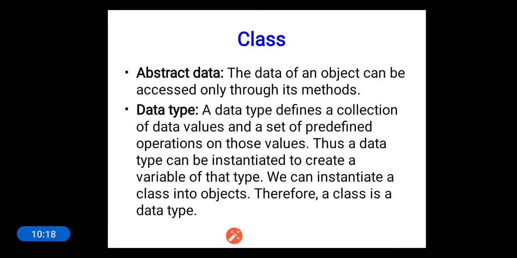What is this abstract data again? The data of an object can be accessed only through its methods. A data type defines a collection of data values and a set of predefined operations on those values. Thus, a data type can be instantiated to create a variable of that type, and we can instantiate a class into objects. Therefore a class is a data type. So a class is an abstract data type. It provides the abstract data and the data type, so it is an ADT.